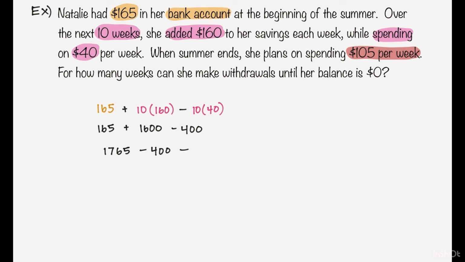$1,765. Take away $400 is a total of $1,365 at the end of the summer. And now I can just divide it by the $105 that she's going to spend each week, which gives me 13 weeks where she can spend that money until she reaches $0. And that's it.